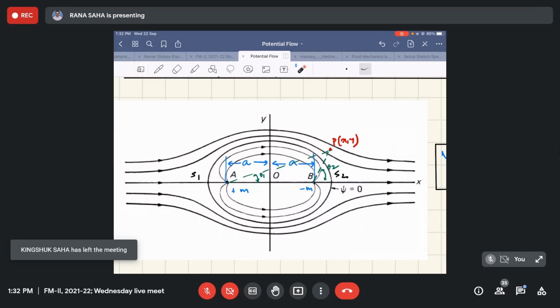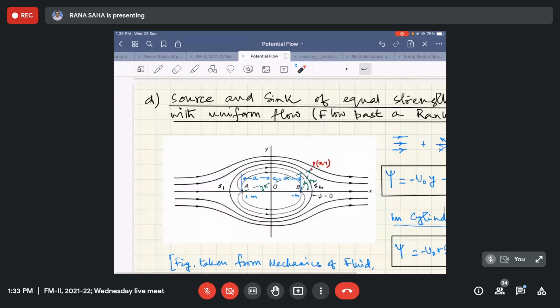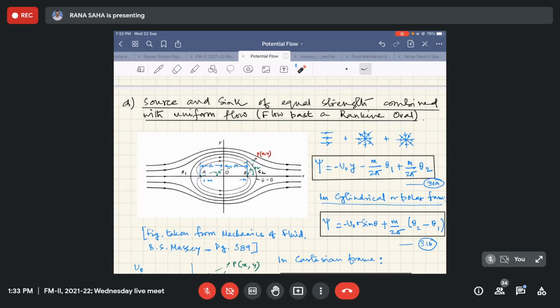So this is known as Rankine oval. Okay, and if this kind of a separate body is placed in a uniform flow of u naught velocity, then the streamlines will adjust themselves like the ones you can see here to negotiate the presence of the body. So this is basically the finding from the mathematical exercise, we can say, for the source and sink pair.